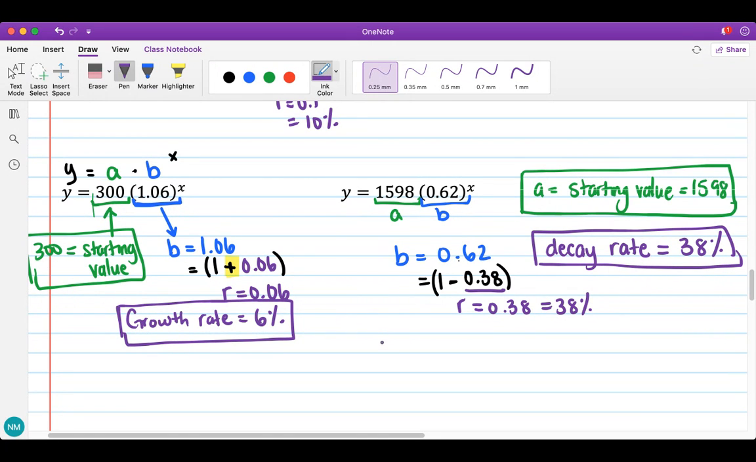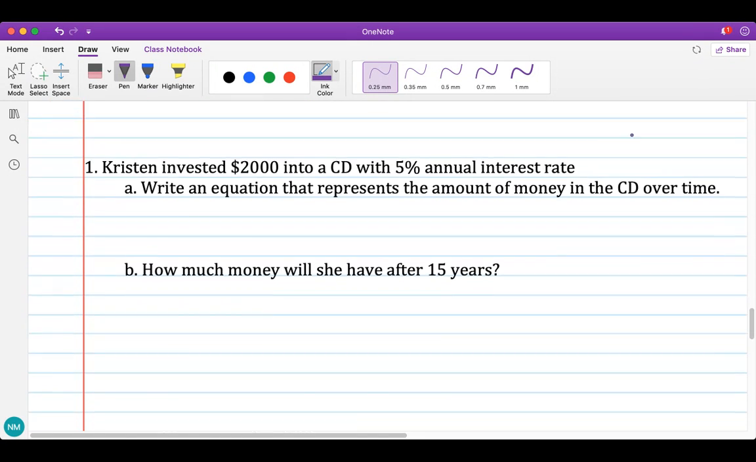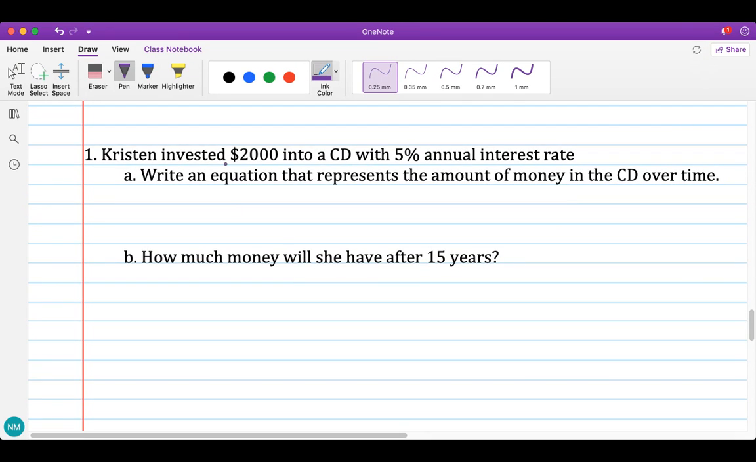Okay, so let's look at some word problems. Kristen invested $2,000 into a CD with 5% annual interest rate. Write an equation that represents the amount of money in the CD over time. How much money will she have after 15 years?